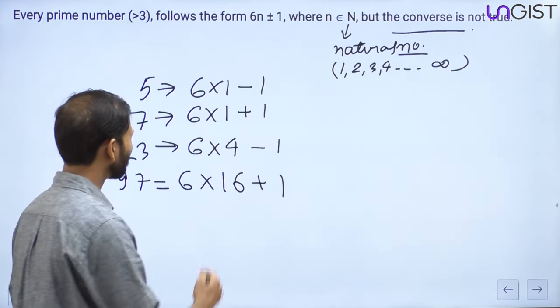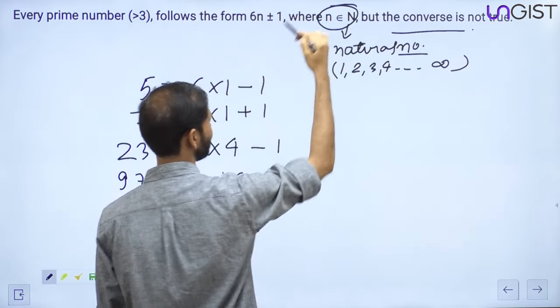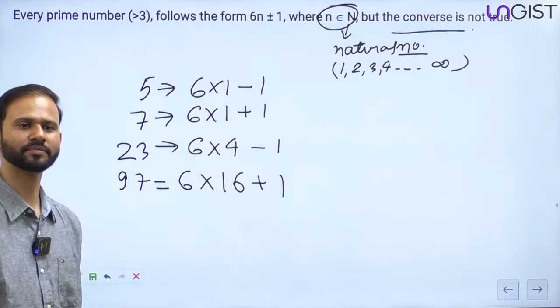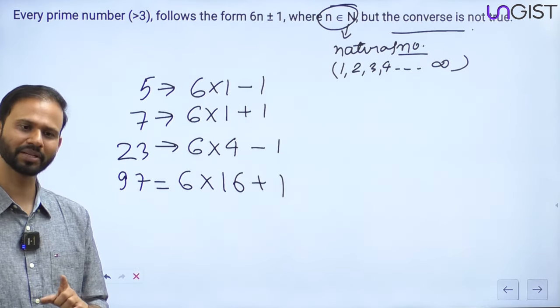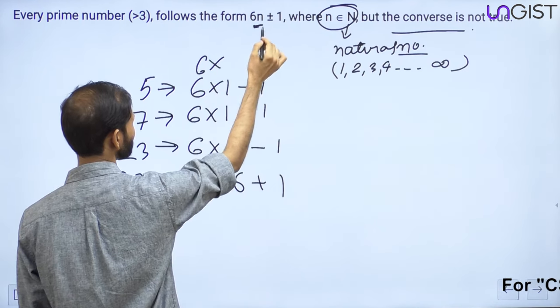Now something else is written. Acha, abhi aapko ye baat samajh mein aayi ki ye kya likha hua hai? n belongs to N, iska matlab samajh mein aaya? Haan? Dekhiye, aap 6 ye likha hua hai, into, 6 into n.